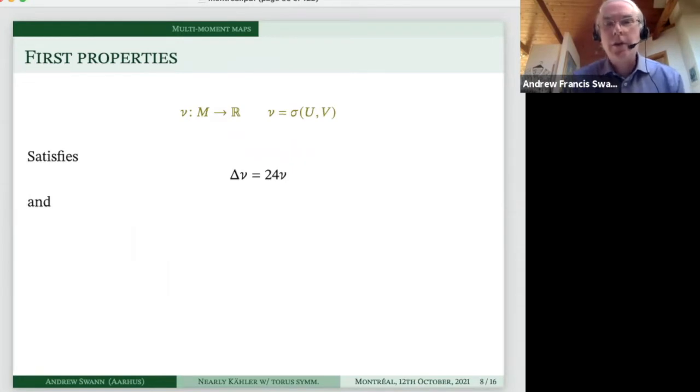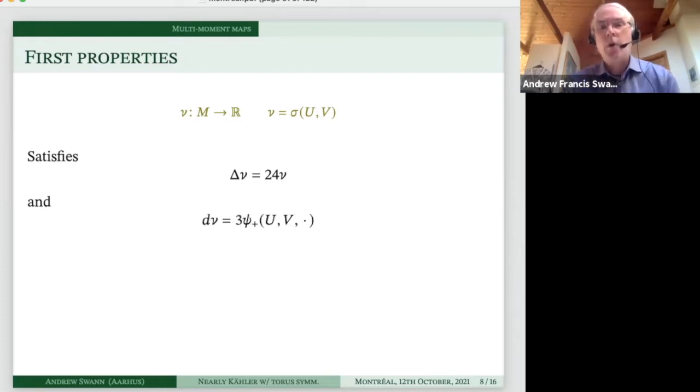This actually satisfies a nice property on these nearly Kähler manifolds. This map is actually an eigenfunction for the Laplace operator. So it was actually Paul Andy that I think noticed this in the first place. And it happens to have a positive eigenvalue. There are various things in nearly Kähler geometry that fit well with the various Laplace operators, and this multi-moment map is a nice example of that.